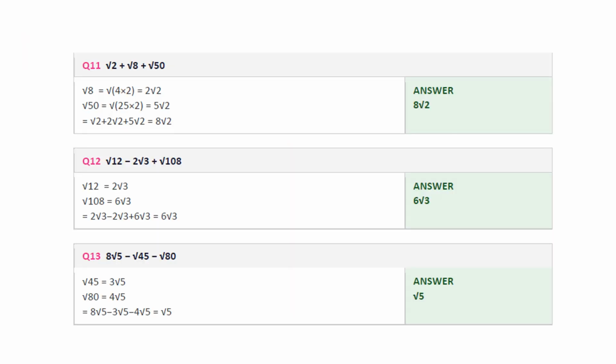Let's have a look at the answer key for questions 11, 12 and 13. As I promised you, this is the answer key with all the steps. You check your answer. For these kinds of questions, you can always use calculator shortcuts, but be very, very careful while you do so. Make sure that the radical is the same. For example, here it is 2 square root 2, here 5 square root 2, here 8 square root 2. So all of them have the same common radical. Only then your answer will be correct and you can add them to get the answer.